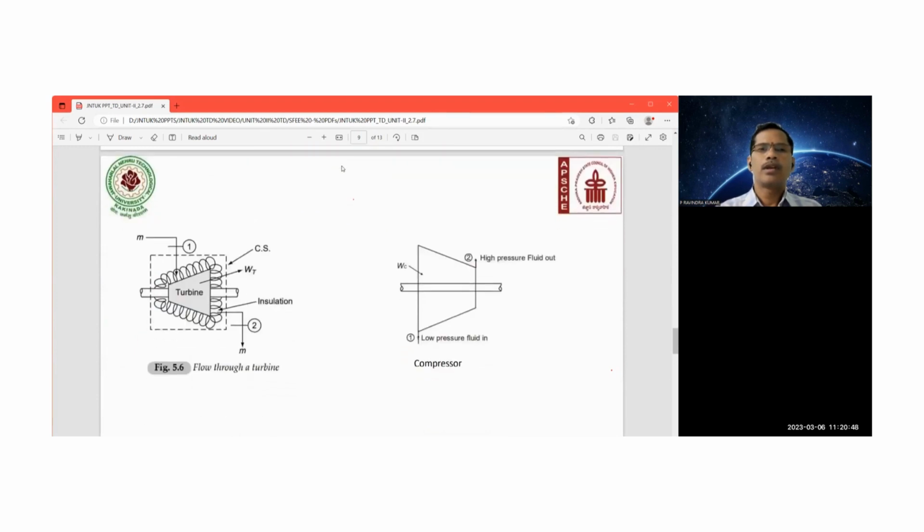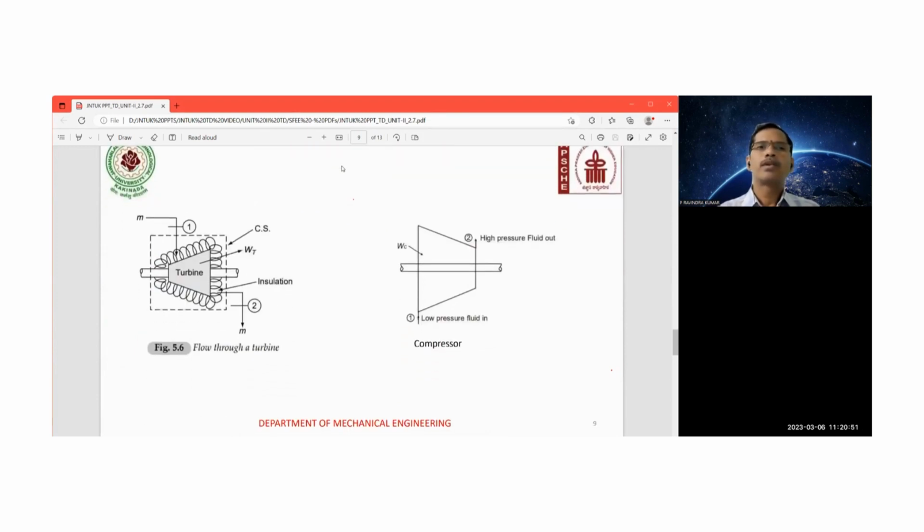So the compressor is nothing but a device where the low pressure fluid will be entering at this section, and a high pressure fluid is going to leave. That is the high pressure fluid outlet. So what is the importance of a compressor? The compressor is going to increase the pressure at the outlet side, high pressure, right? Pressure at the outlet side.